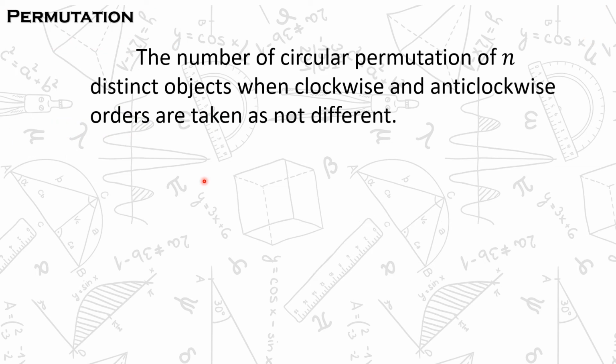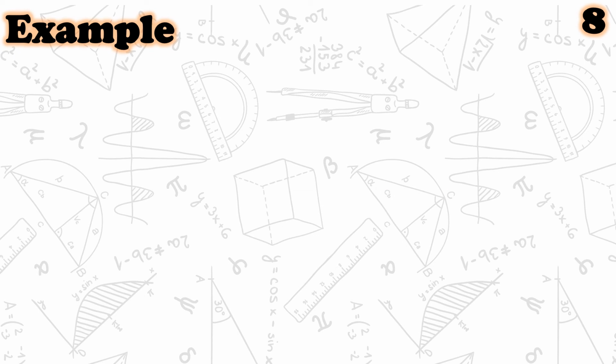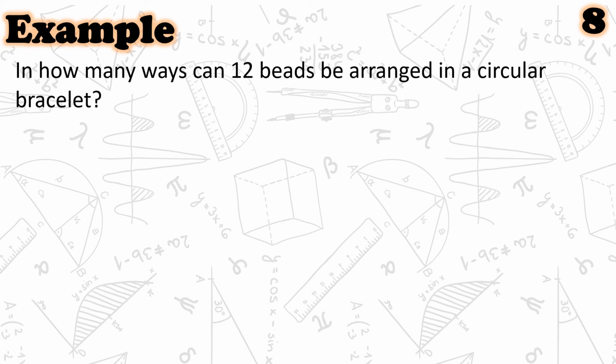The number of circular permutations of n distinct objects when clockwise and anti-clockwise orders are taken as not different is n minus 1 factorial over 2. Let us have example number 8. In how many ways can 12 beads be arranged in a circular bracelet? Here is our suggested solution.